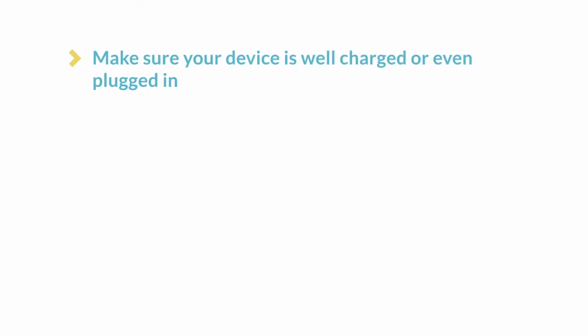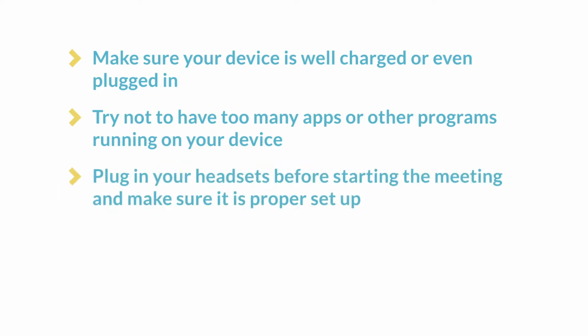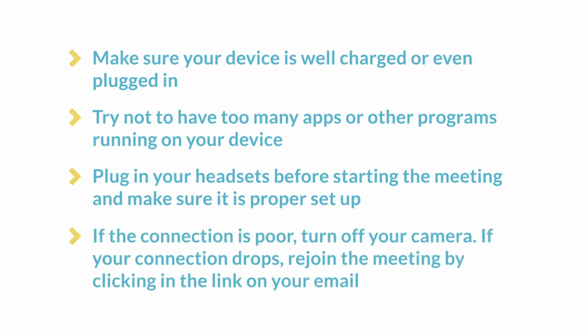Now here's a checklist to help you make the most of your online experience. Before you start, make sure that your device is well charged or even plugged in. Also, try not to have too many apps or other programs running on your device, as this may slow down your connection. Some people like to use earphones or a headset during their meeting. We would recommend that you then plug them in before you join the meeting to make sure that they're set up properly. If the connection is poor, we would recommend that you turn off your camera and move closer to the source of internet in your home.